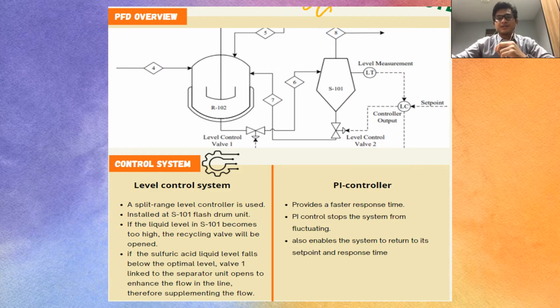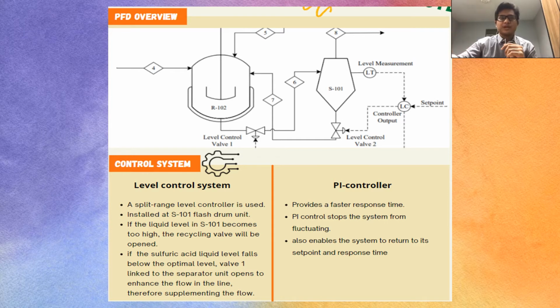Assalamualaikum and hi. So moving on to the next part, which is the control system. Based on the diagram above, our group has selected a split range level controller for the system, which monitors the liquid level in the separator and controls two control valves connected to the separator, namely stream 6 and stream 7. For your information, in stream 6 there is a mixture of components such as unreacted cumene, acetone, phenol and sulfuric acid. Meanwhile, stream 7, which is the bottom product, is a heavy component which is considered as sulfuric acid, and will be recycled back to the R102 as a liquid phase.